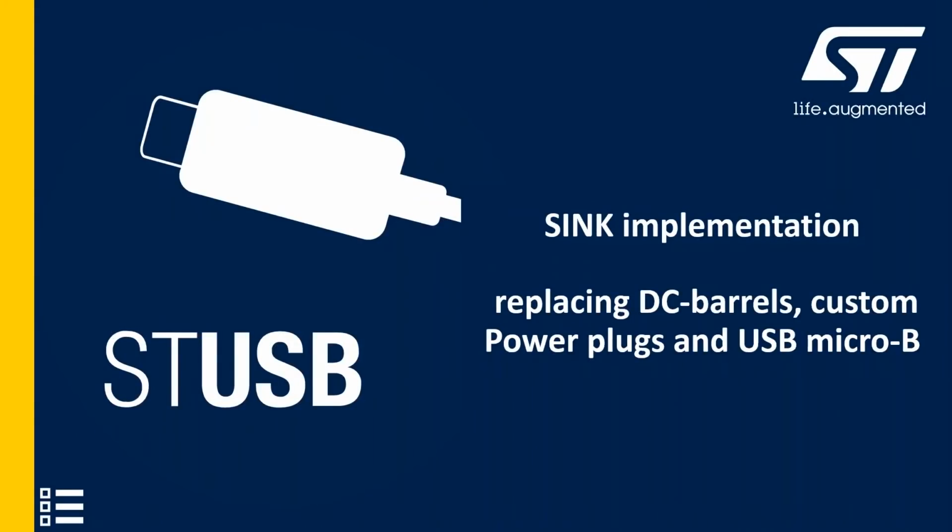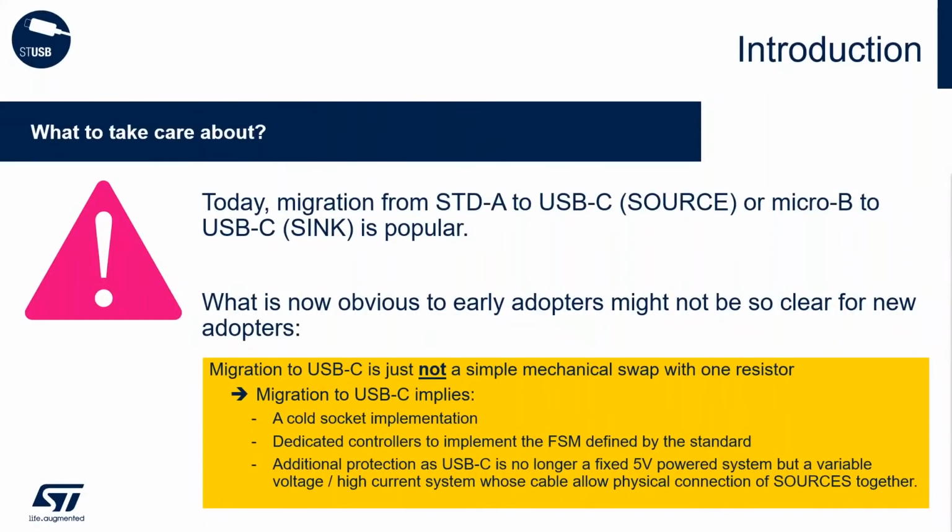Back to our subject, let's discuss how to properly implement USB-C as a replacement of DC barrels or custom power plugs or micro-B ports. What designers must know before starting their first design is that while legacy USB was hot socket, 5-volt power was always available on VBUS whether a device is connected or not. The USB-C implementation is cold socket on both sides.